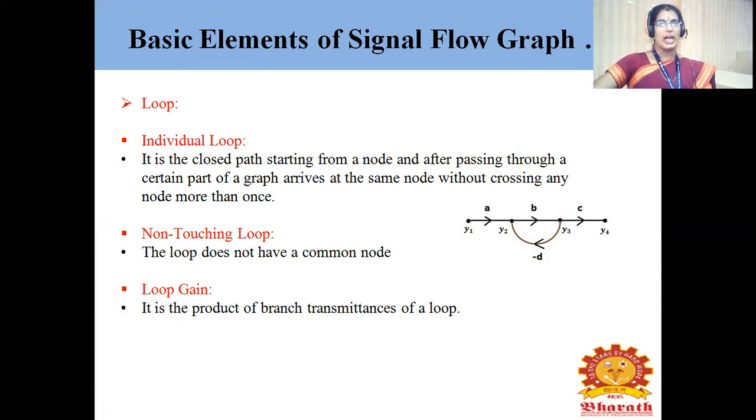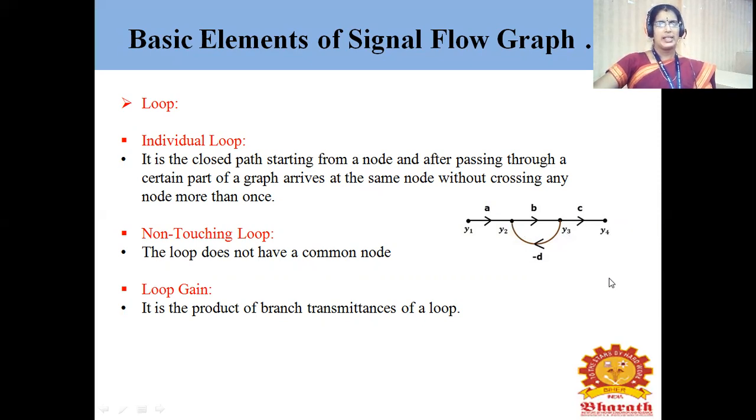So the loops do not have a common node. Why? Because in the example which I've considered, Y2, Y3 and Y2 is one loop. Here Y4, Y5 and Y4 is the other loop. So Y2, Y3 is in no way connected with Y4, Y5. So those two loops are called non-touching loops.